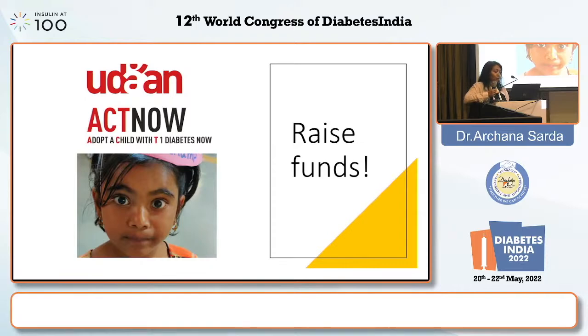So I have a program called Adopt a Child with Type 1 Diabetes. I beg everywhere. I've started, my hand is always like this, give me, give me, give me. Earlier I used to feel very ashamed. How do you ask for money? Now my children are ashamed of me. Mama, wherever you go, you're always begging. I said, yes, that's what I'm going to do.